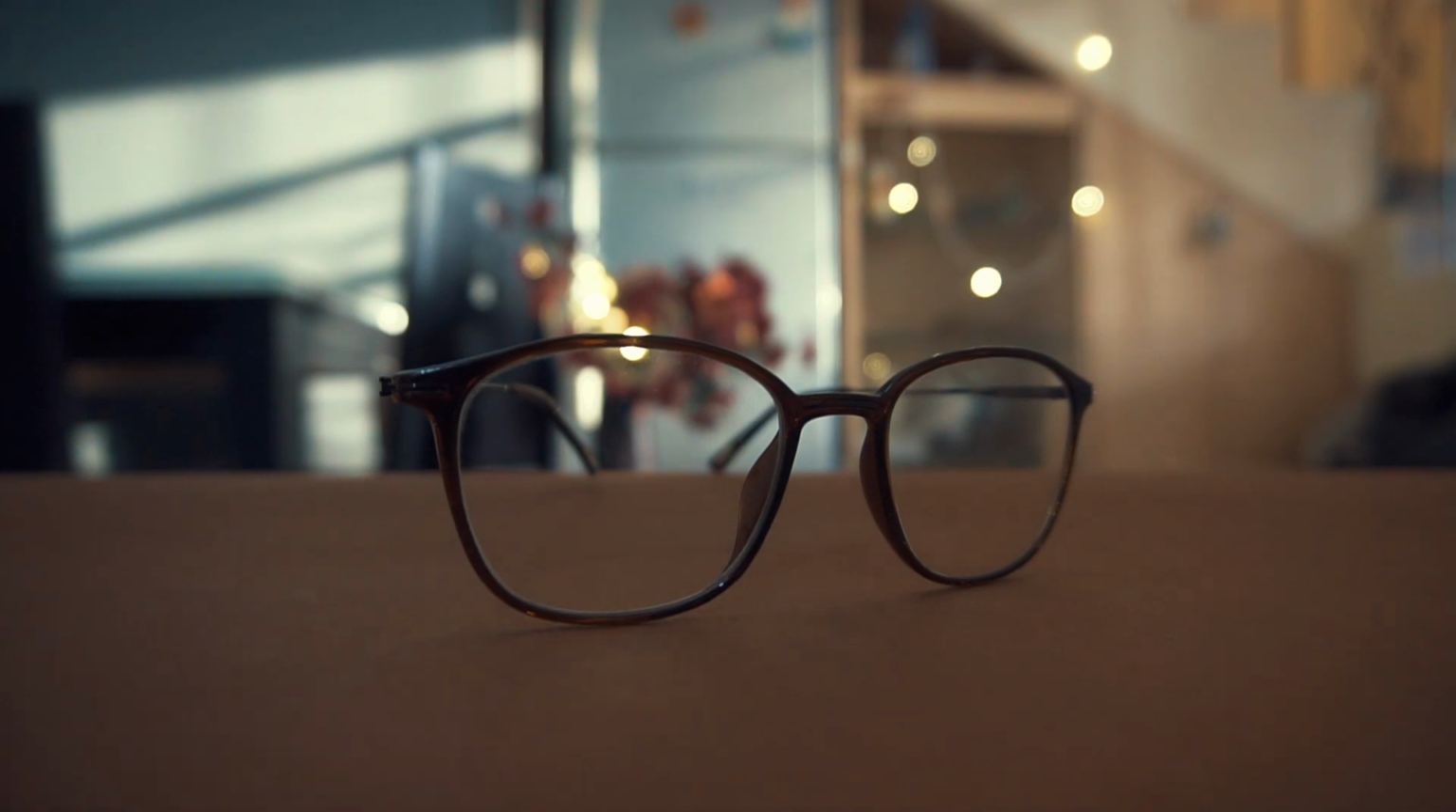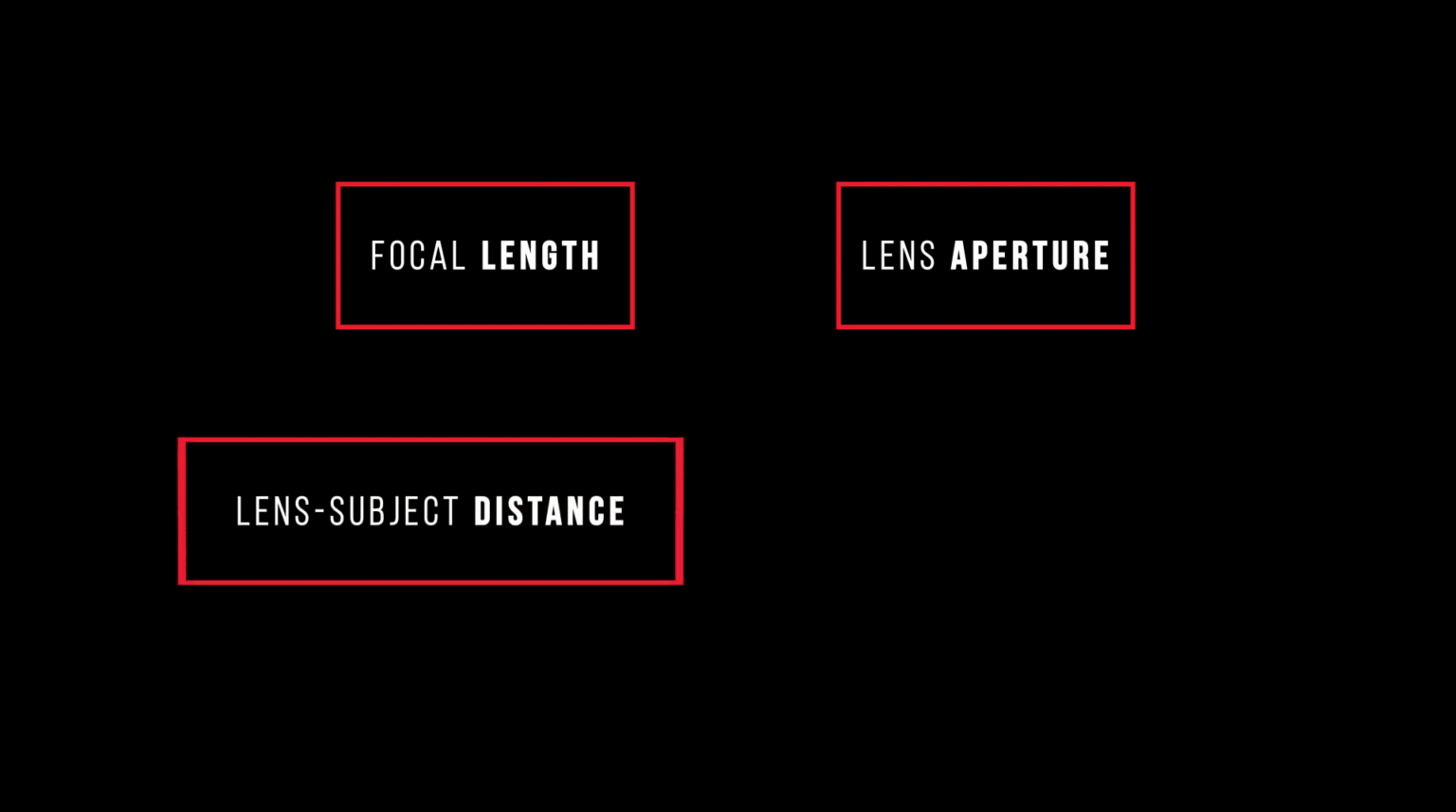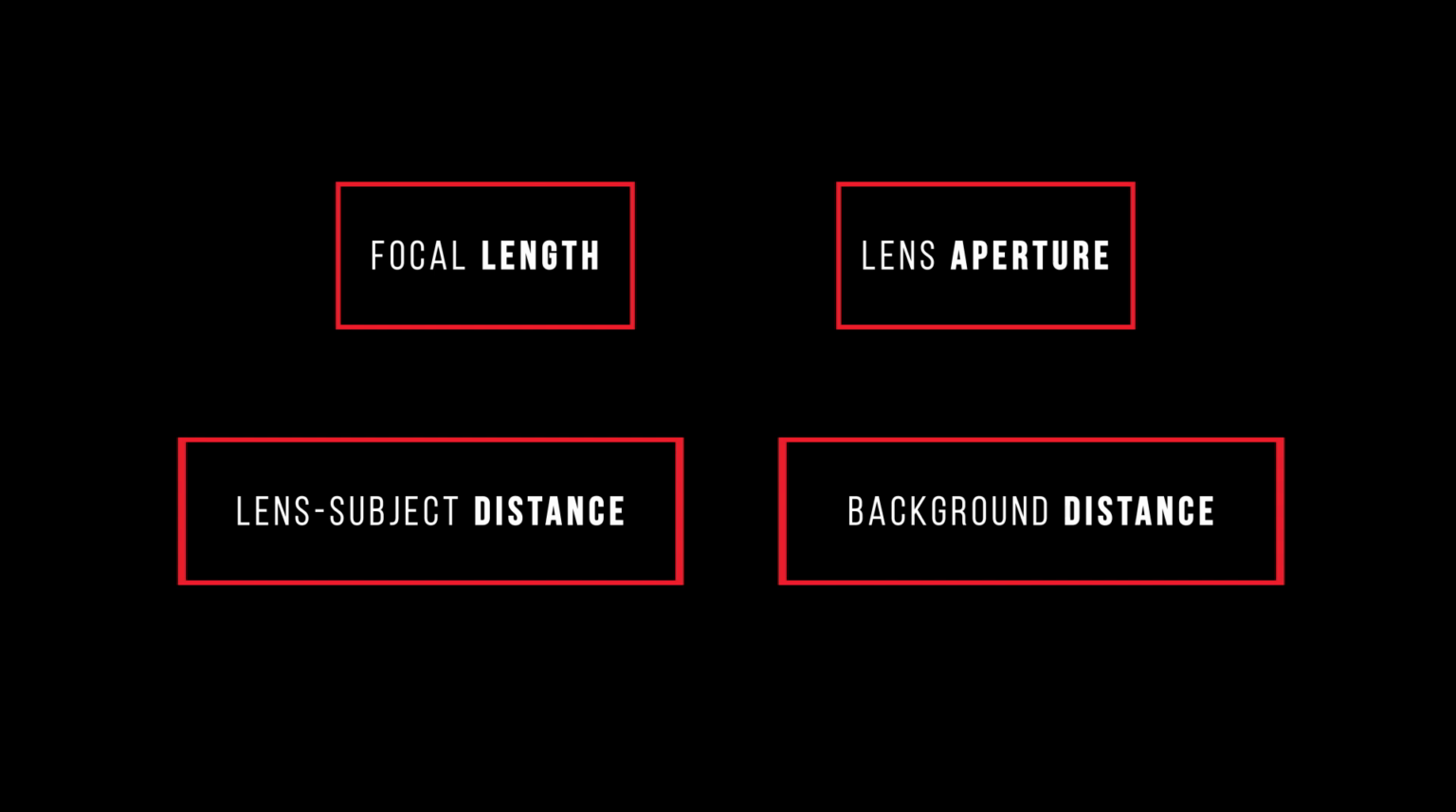These are the four major factors that will decide how blurred your background will be. The first is the maximum focal length. Second, the widest aperture, the lowest f-stop value. Third is the distance between your subject and the lens. Fourth, the distance between the background and your subject.